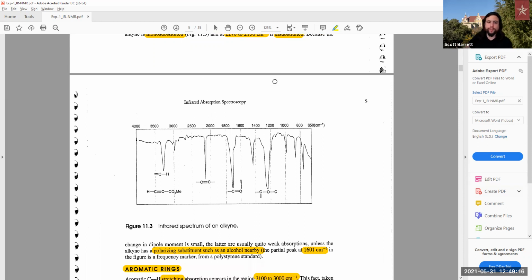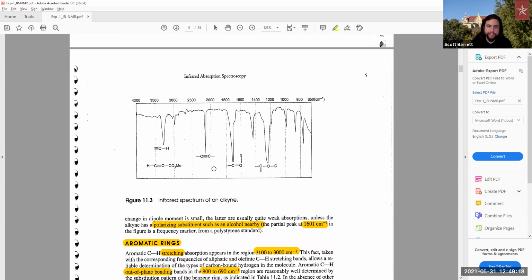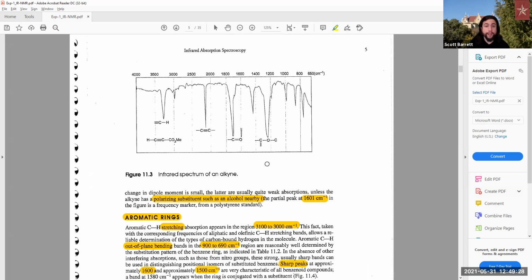energy. And in this case, they don't have that specific peak. So, we'll use this mono-substituted situation as an example. But if we did, it would be a little higher than the peak given here. And so finally, if we had a polarizing substituent, like an alcohol that's nearby an alkyne, then we could see a partial peak over at the 1600 region.